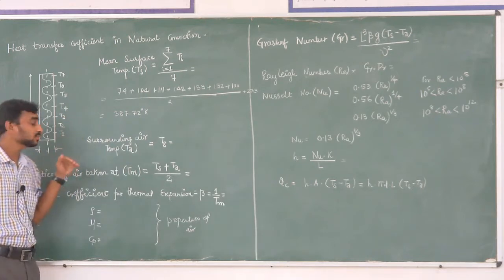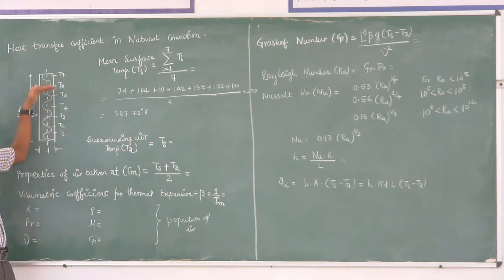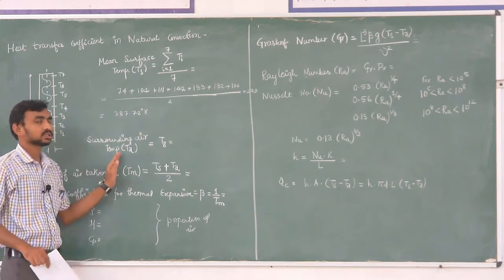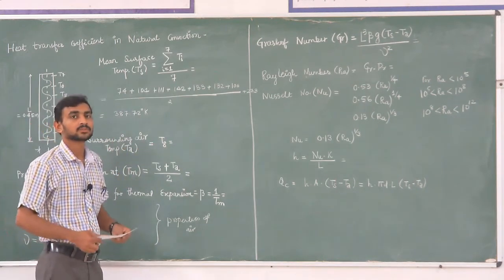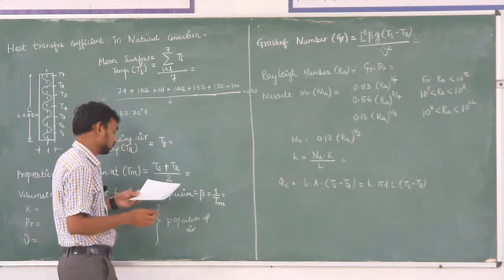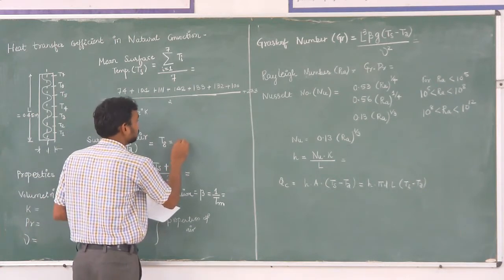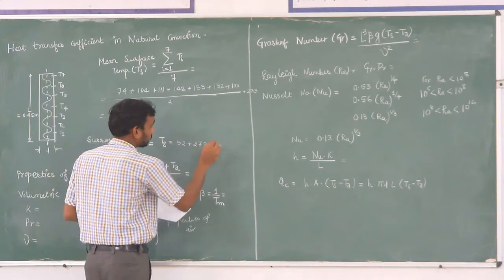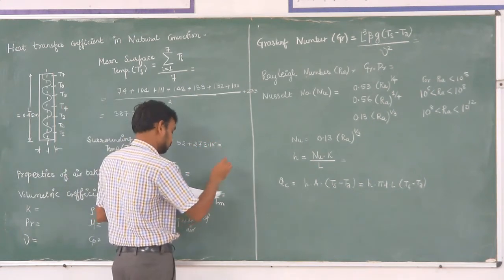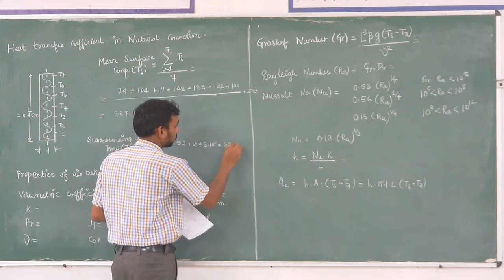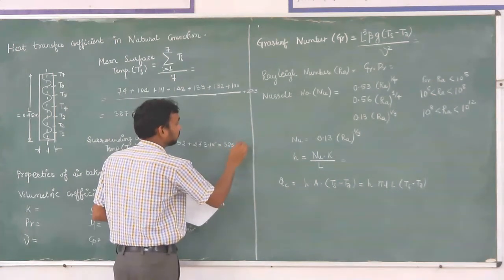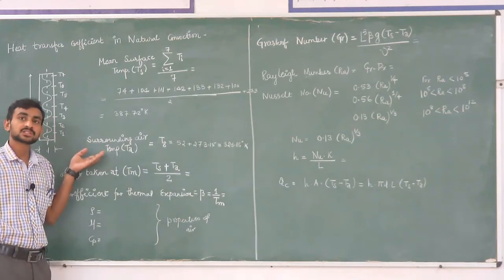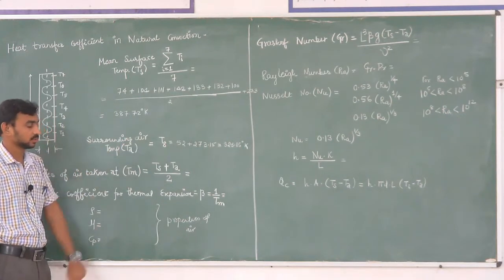Mean surface temperature means the average of T1 to T7, the outer surface temperature of the steel tube, 387.72. Surrounding air temperature is the reading of our 8th thermocouple, which comes out to be 52 degrees Celsius, or if we convert into Kelvin, 325.15 Kelvin. It is the ambient air temperature inside the enclosure, 325 Kelvin.